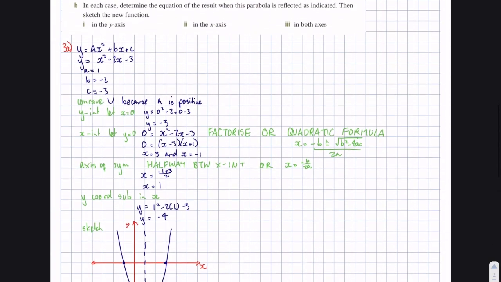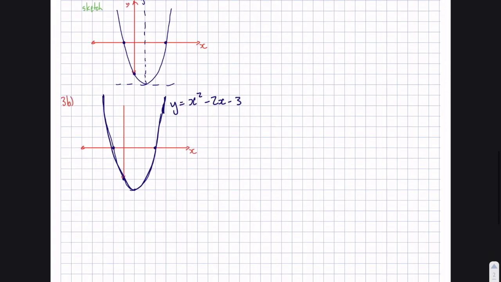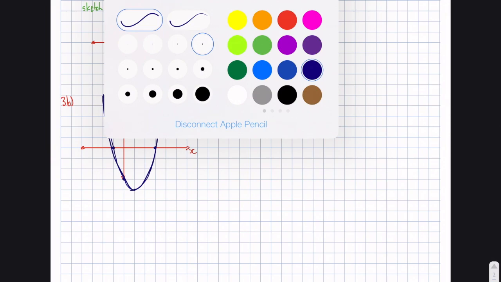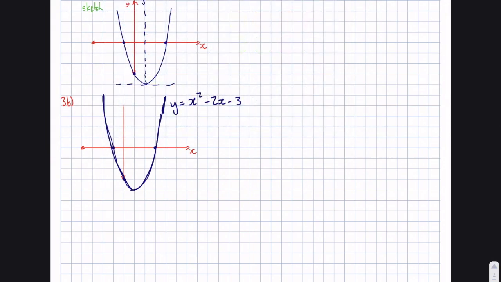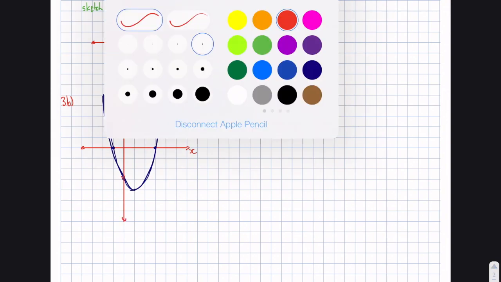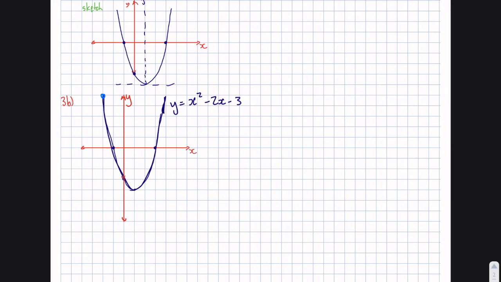First thing they've asked for us is reflected in the y-axis. So if it's in the y-axis, I want to reflect it along the middle line, along there. So this point wants to be here. This point wants to be here. Let me get rid of those. So its turning point is going to be here instead. Its intercepts are going to be here and here instead. So I'm just swapping the x coordinates of anything.